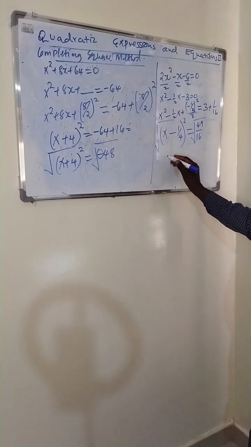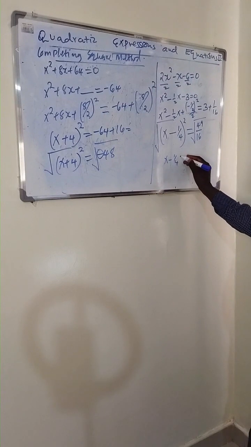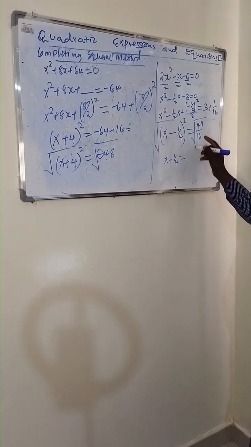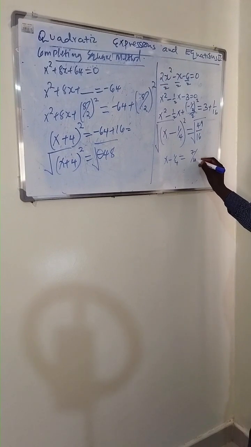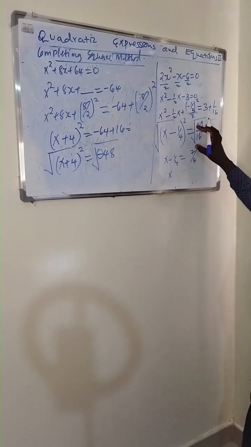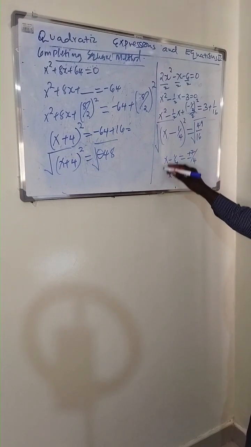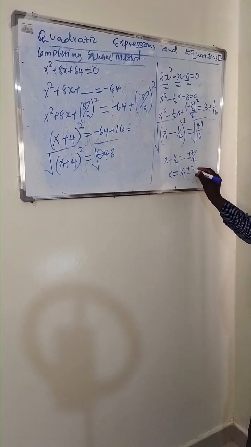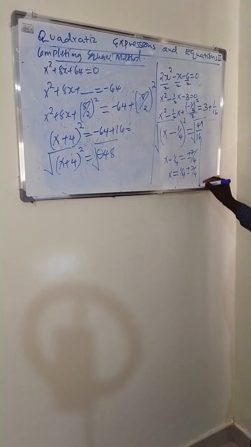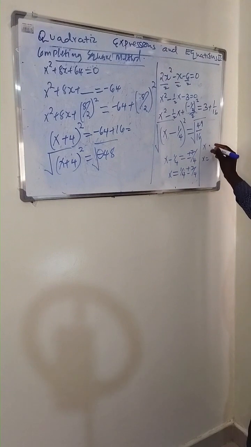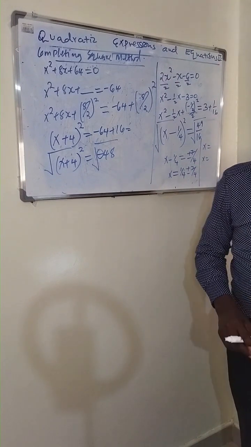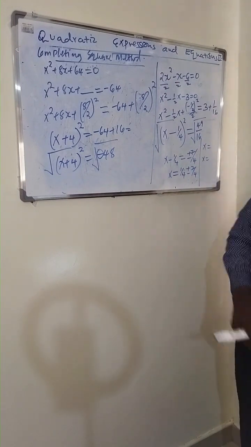you now have x minus 1 over 4 is equal to the square root of 49, which is 7, over the square root of 16, which is 4. So we have x, and remember the square root of any number is plus or minus. So x will be, taking negative 1 over 4 to the other side, 1 over 4, plus or minus 7 over 4. So the values of x will be 2 and negative 1 and a half.